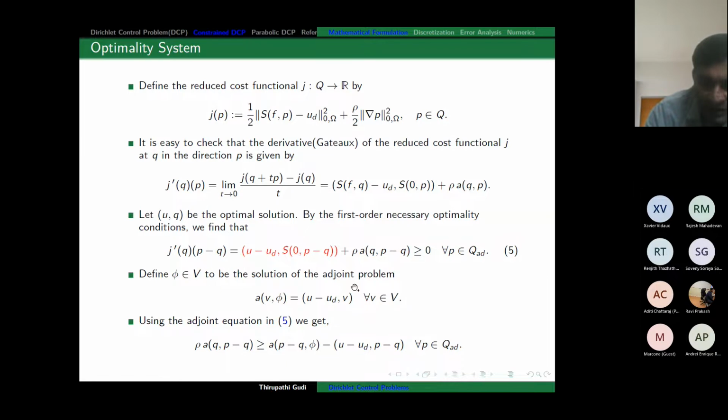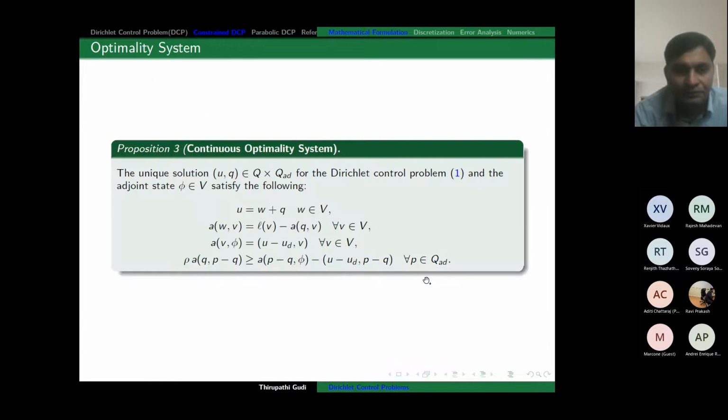After doing some manipulations, this condition can be written as a variational inequality here. This is the gradient of q, gradient of p minus q, and rho is a constant. So a variational inequality appears as an optimality condition. Combining all these things, we have a unique solution, which is the state and control, and there is an adjoint state phi. Then they satisfy this coupled system of equations.